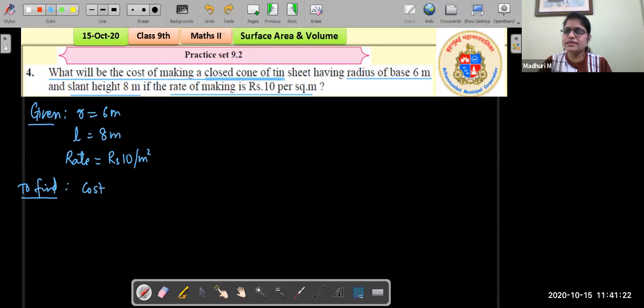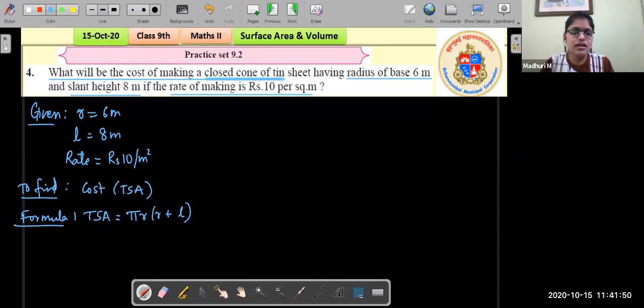So will it be TSA or will it be CSA? Will it be total surface area or curved surface area? Think, students. Yes, since it is a closed figure, it has to be TSA. So we are going to find out the TSA first, and then we find the cost. So what are the formulas that we use here? We need to find the TSA first. So what is the TSA of a cone? TSA of a cone is pi r (l plus r), right?